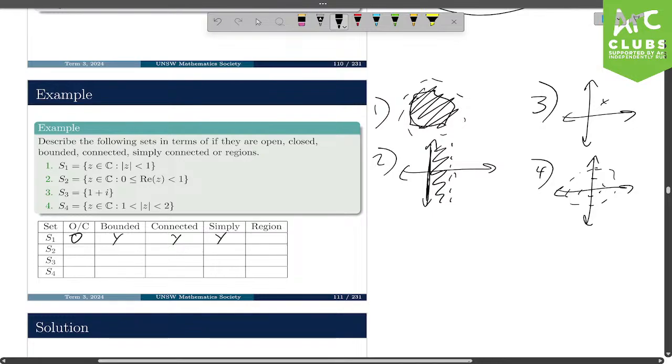And regions, we can clearly see that all of these are regions. Number 3 is a little bit of a special case, but I'll get to that in just a moment. We know they're regions because we can clearly identify an open set. For 4, it is this annulus section. And so all of them will be regions.